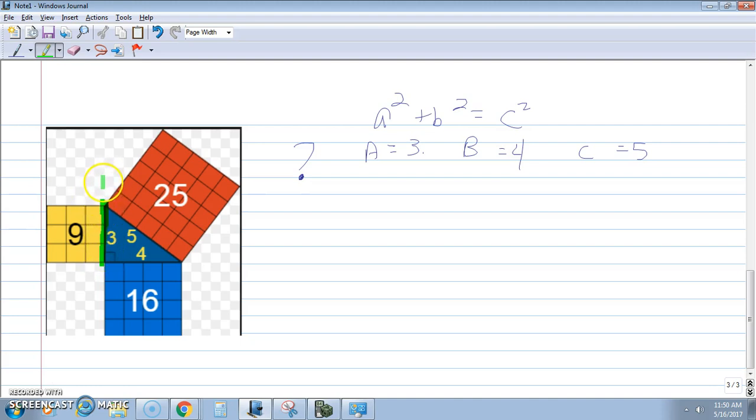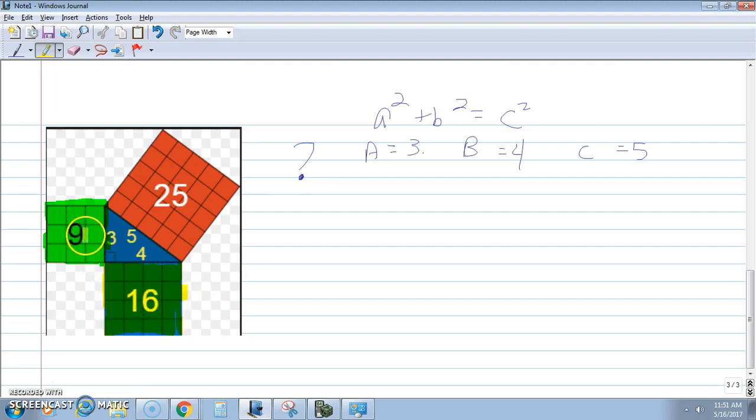And when we square 3, we are literally creating a square that is 3 by 3. And the area of that square is 9, okay? And then on this side, when we square 4, we're literally creating a square that has an area of 16 because we're making a square that has 4 on every side.